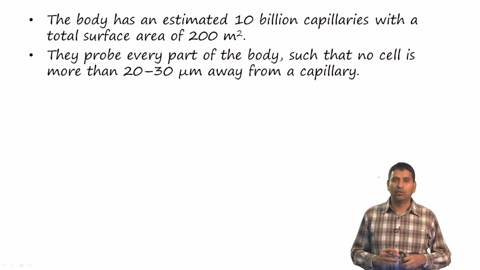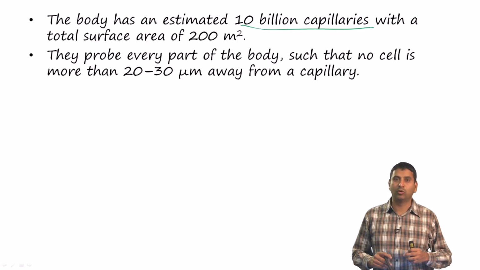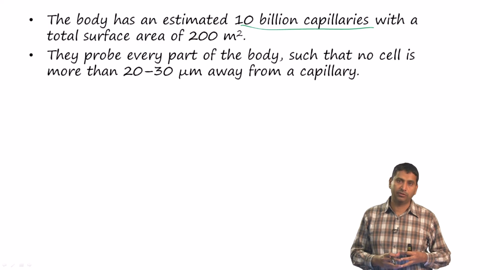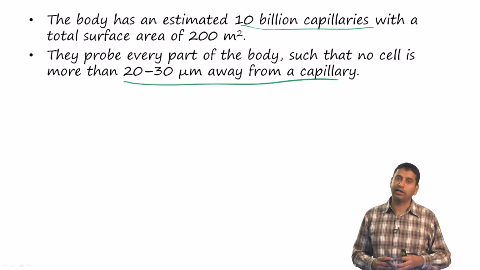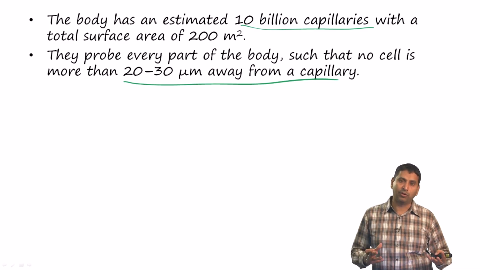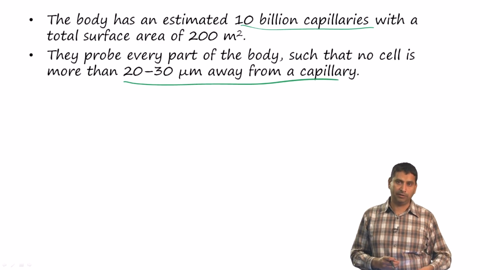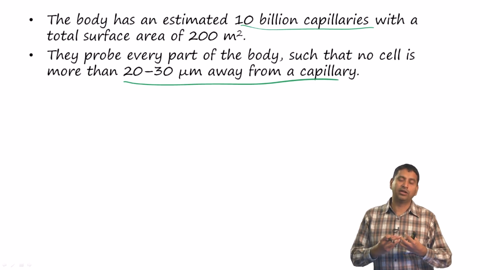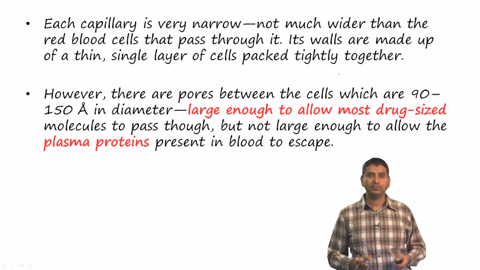Okay. So, the body has an estimated 10 billion capillaries with a total surface area of 200 square meters. Okay. They probe every part of the body such that no cell is more than 20 to 30 microns away from a capillary. So, imagine this, we have a very large body, and in this large body, each capillary is only about 20 to 30 microns away from a cell. Okay. So, the blood supply is pretty good, and once the drug gets into the blood supply, it is going to get it as close to the target as possible, right.